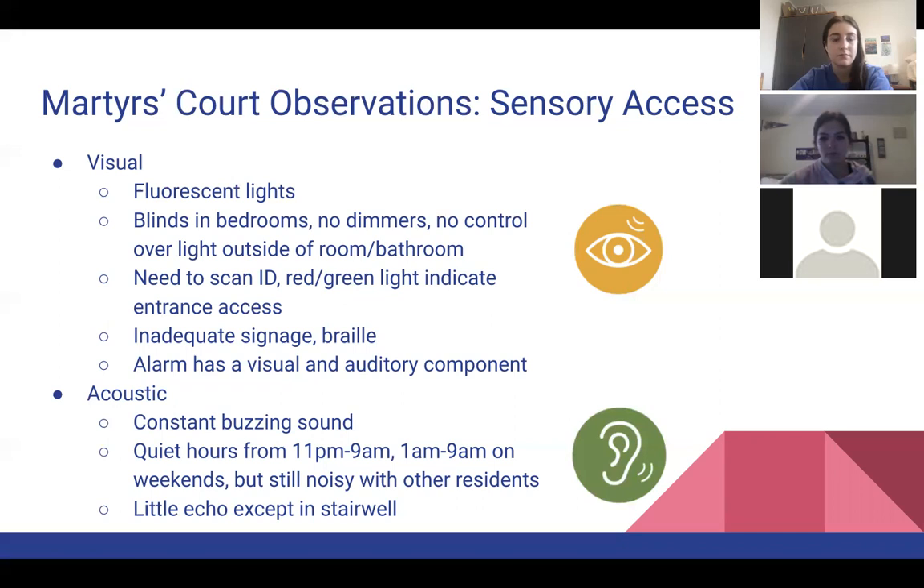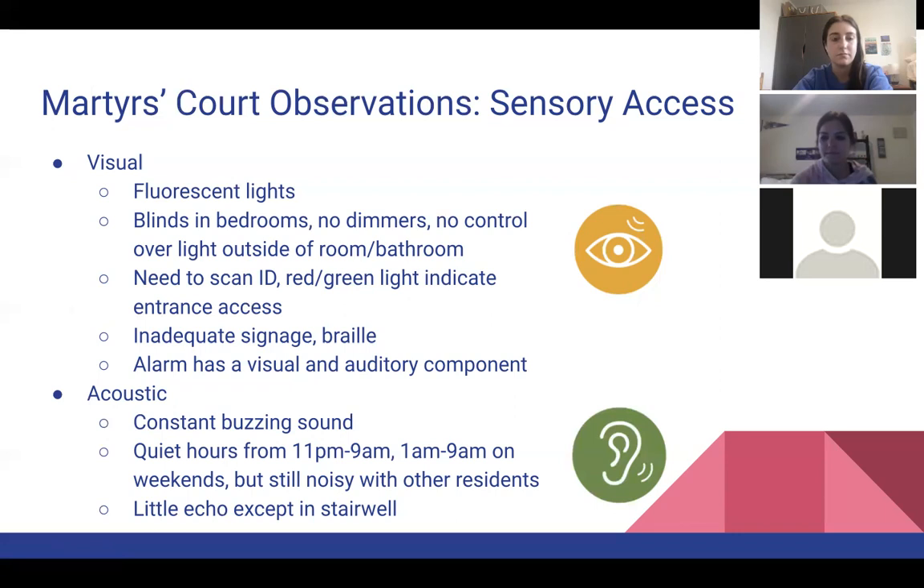And then the bedrooms do have blinds, but there aren't any dimmers, and residents don't have any control over lighting outside of their room or their bathroom. And these are common shared spaces, so it's not like they would have control over every light in the building, but it's not great that there aren't alternative light settings that would be less harsh. And then in terms of color, the residence halls require students to tap their IDs to get into the building, and entry access is indicated by a red or green light.